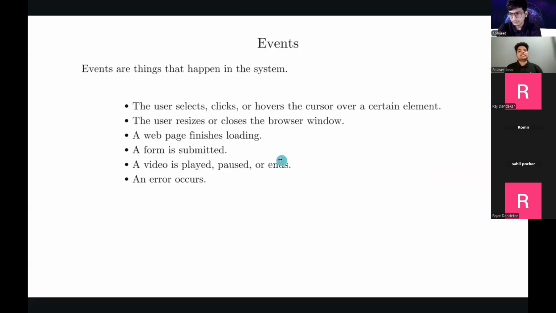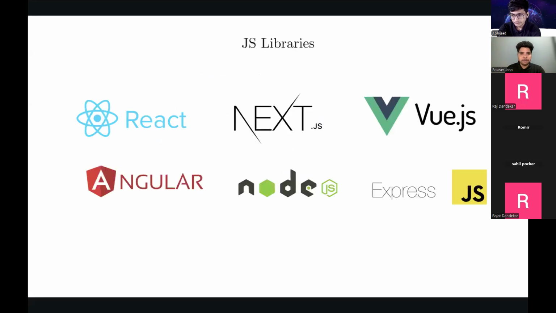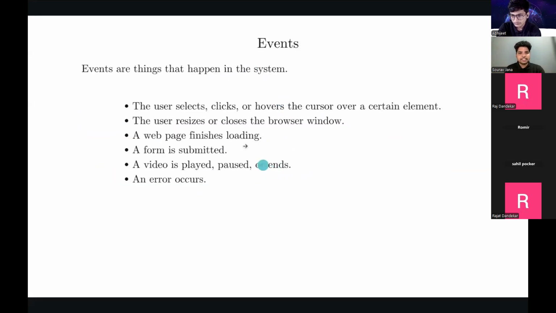Now in web applications, normally JavaScript is used to handle events. Events mean something happened in your system. So let's say you have clicked on some button, or hovered the cursor on some element, or you have submitted a form, or a video is played or paused. Those kinds of things are events. And we actually handle these events using JavaScript. So, right, I hope you all have got to this point, right?